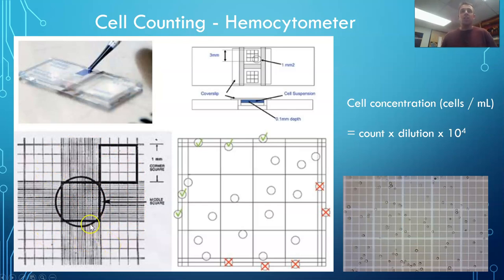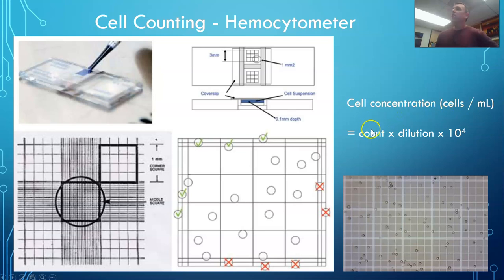The significance of this is within any one of these kind of middle-sized squares, any one of these 9, that is set up perfectly, so with a cover slip on the cells, and the cells in that area, that is exactly 1/10⁴ of a mil. So if you count the number of cells in one of those squares, you know how many cells are in 1/10⁴ of a milliliter. All right, so 0.0001 milliliters, that's how many cells are there. And if you're able to count how many cells are in 1/10⁴, you can extrapolate how many cells would be in a mil.